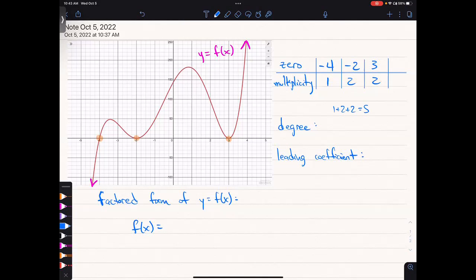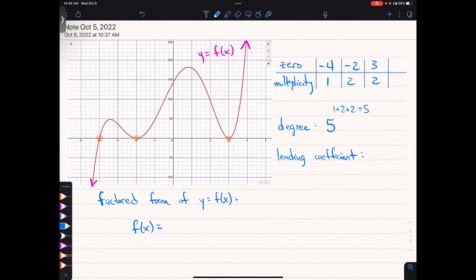A thing that has degree 5, well, since it's odd, the ends would go in opposite directions, like these do, one up, one down. It's got 1, 2, 3, 4 places where the graph turns or changes direction, and there are 3 zeros, but they sort of count as 5 because of the total multiplicity. All of that tells me that the degree has got to be no smaller than 5, and in everything that we're going to do, we're always going to assume that it's as small as it could possibly be. So the degree here has to be odd because the ends go in opposite directions. It can't be 1, it can't be 3 because there's too much other stuff going on. 5 is the smallest it could be.